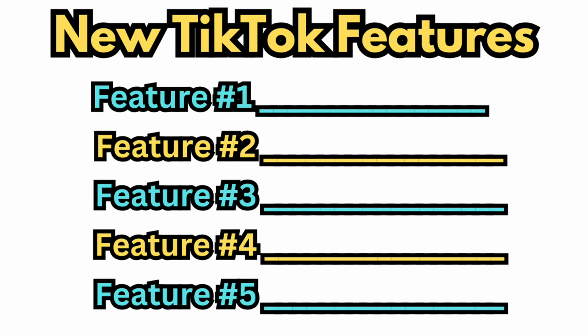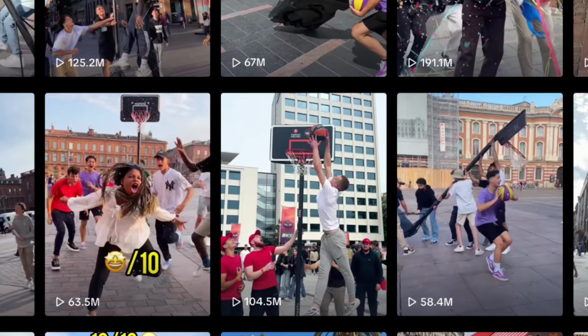TikTok just made it 100 times easier because they released 5 new features that will actually tell you exactly what kind of content you should be creating, exactly what metrics you need to hit, and so much more that's going to make it super easy for you to go viral on TikTok right now.